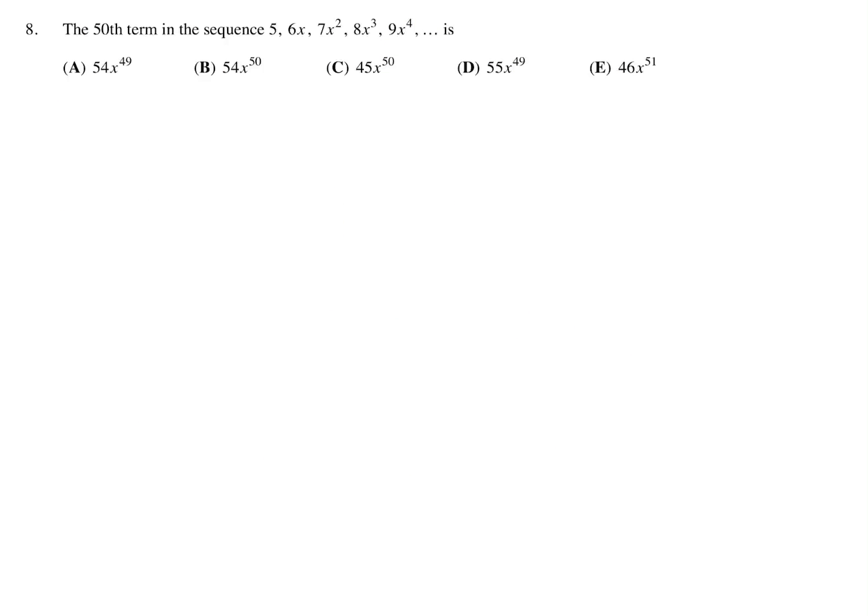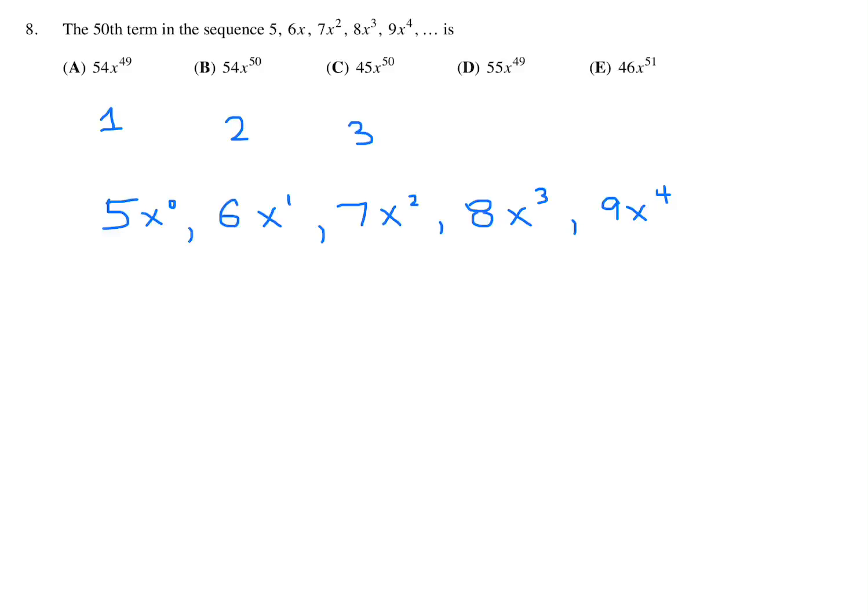The 50th term in the sequence 5, 6x, 7x squared, 8x cubed, 9x to the 4th is. All right, so let's write out our expressions and see what kind of a pattern we have. So the first expression is 5, and this is x to the 1, so I'm going to write x to the 0 just to make it consistent. Our second expression is 6x, third expression 7x squared, fourth expression 8x to the power of 3, and our fifth expression is 9x to the power of 4.